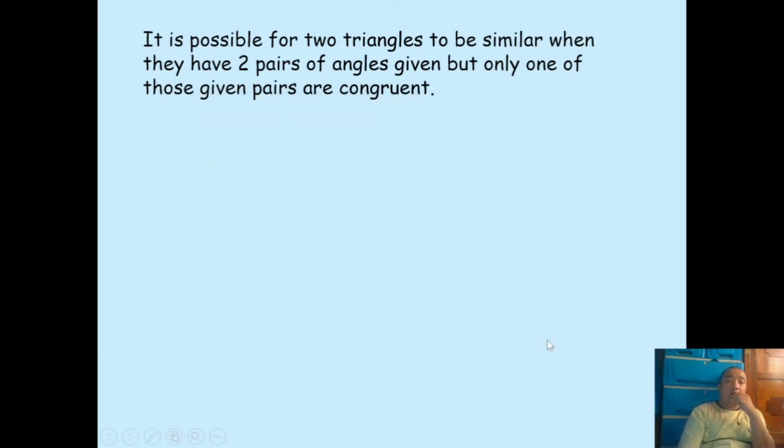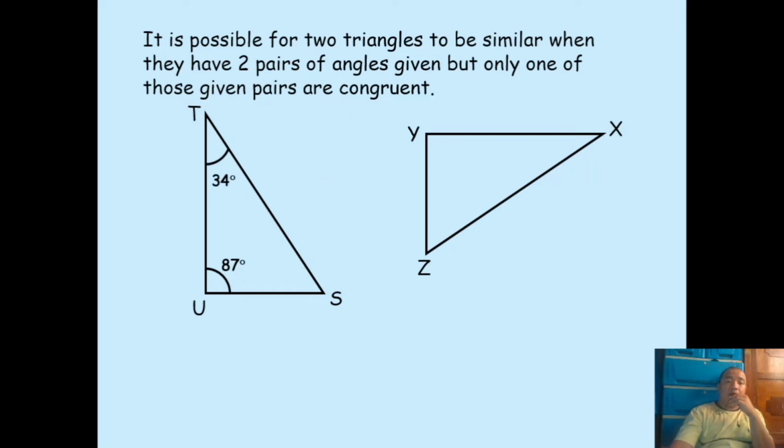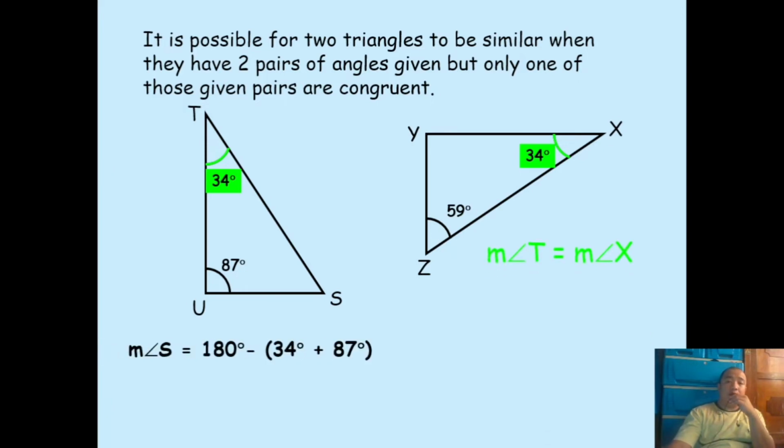It's possible for two triangles to be similar when they have two pairs of angles given, but only one of those given pairs is congruent. Example, we have here triangle TUS and triangle ZYX. Angle U is 87 degrees. Angle T is 34 degrees. Angle X is 34 degrees. Angle Z is 59 degrees. Angle T is 34 degrees, which is equal to its corresponding angle X, 34 degrees. So the measure of angle T is equal to the measure of angle X.